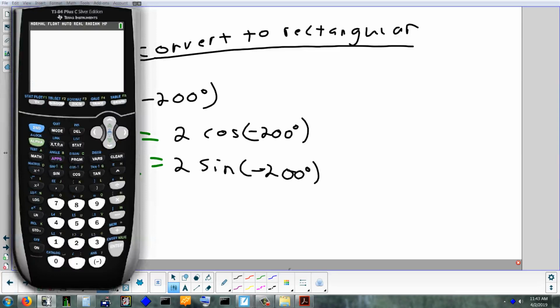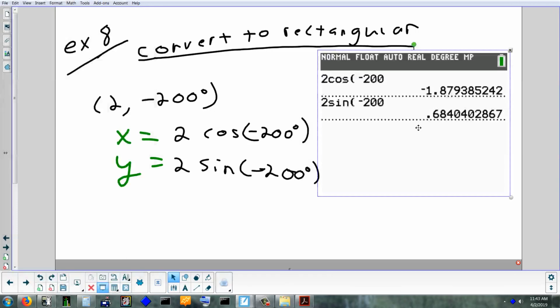All right, what should I do first to type this in? Put in degrees. Yeah, put it in degrees. I mean, you might get a problem in radians, but this one is not. So put it in degrees. 2 cosine negative 200 and 2 sine negative 200. Okay, so the x value is negative 1.88, comma, and the y value is 0.68.